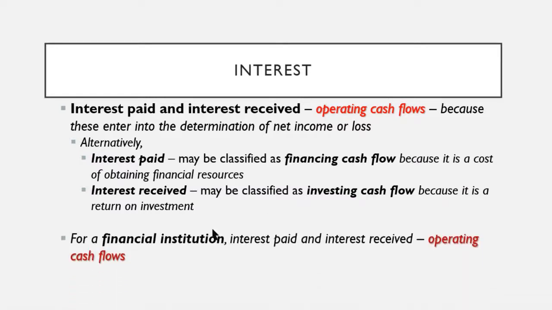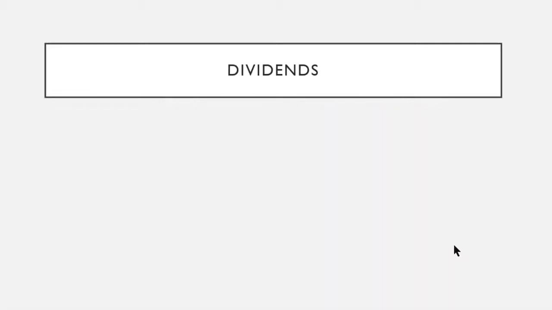But if it is a financial institution, interest paid and interest received are usually classified as operating cash flows since the main revenue producing activity of a financial institution is lending. Meaning, that is their main product, so their interest is operating.